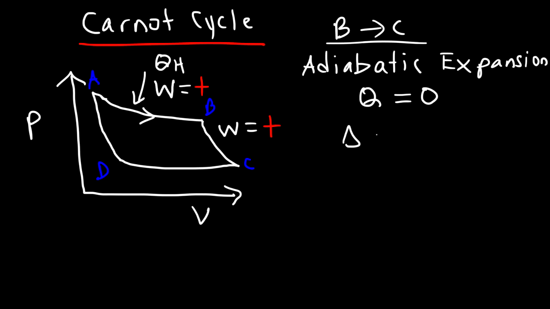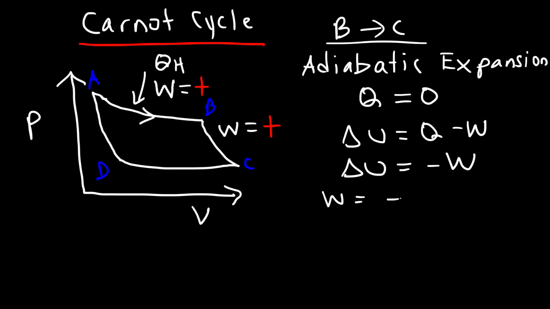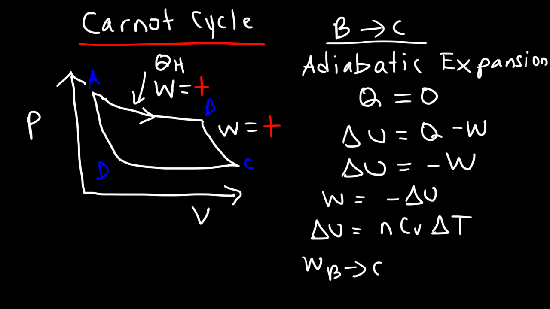Now, delta U is Q minus W. So if Q is equal to 0, the change in the internal energy of the system is equal to negative W. So W is equal to negative delta U. Now, the change in the internal energy is nCV delta T. So to calculate the work done going from B to C, you can use this formula. It's negative nCV delta T.